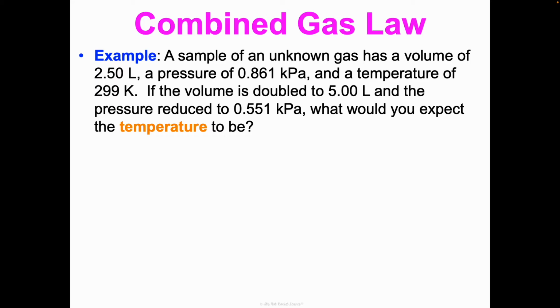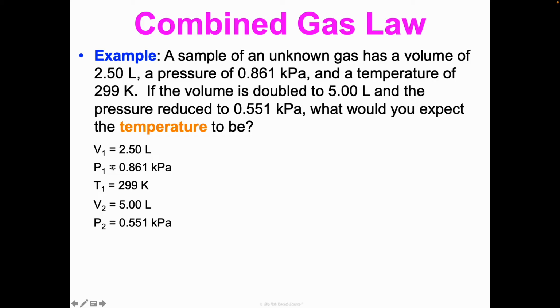Just get started labeling. That's the first thing you always do. So what do we know? We know that this gas has a volume of 2.50 liters. We know it has a pressure of 0.861 kilopascals and a temperature of 299 K. Those are all my initial conditions: V1, P1, T1. Now, the new volume gets doubled. So V2 is double. It's 5.00 liters. And then the pressure, P2, gets reduced to 0.551 kilopascals. We're looking for temperature 2.